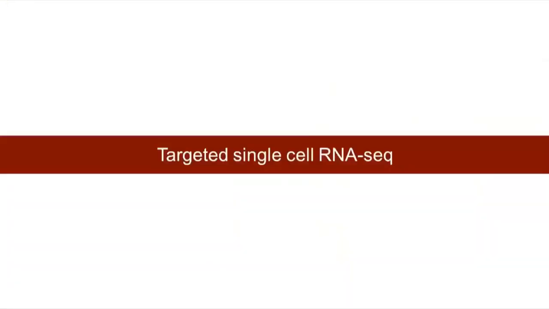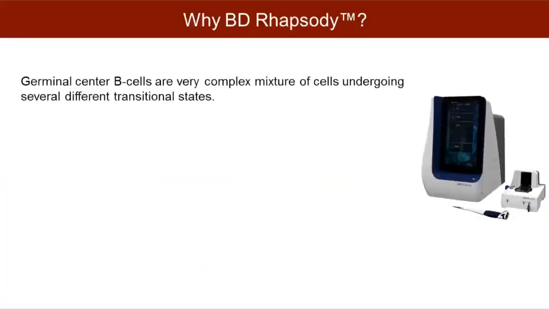So we decided to study the transcriptome of the normal germinal center reaction and alteration caused by the lymphoma-associated mutant EZH2 at a single cell level. And why BD Rhapsody? So germinal center B cells are a very complex mixture of cells undergoing several different transitional states, as I explained in the introduction.